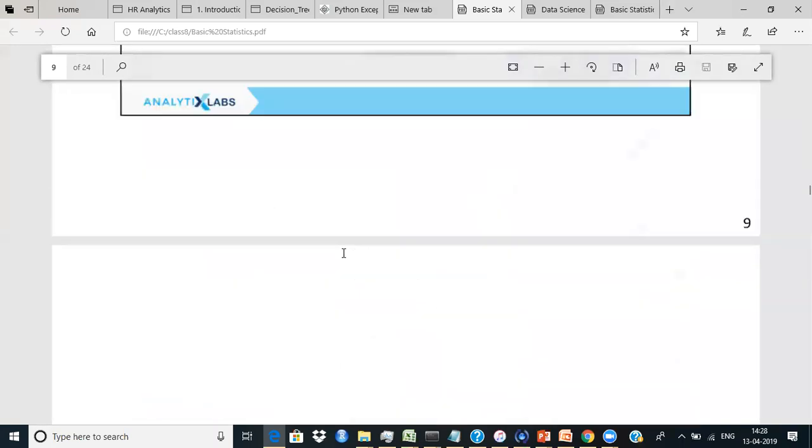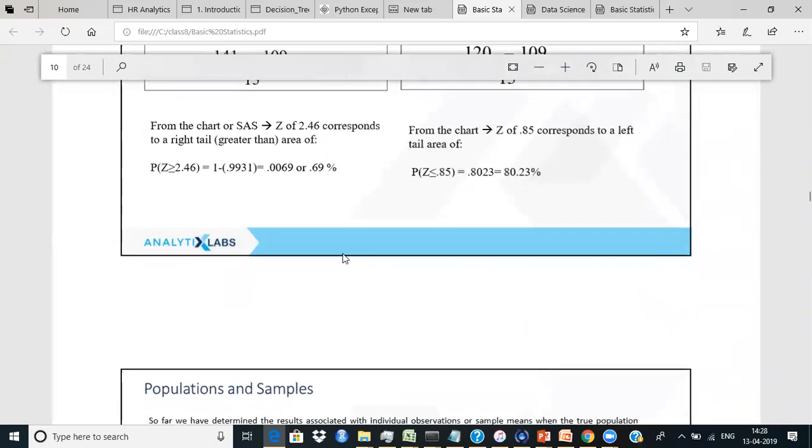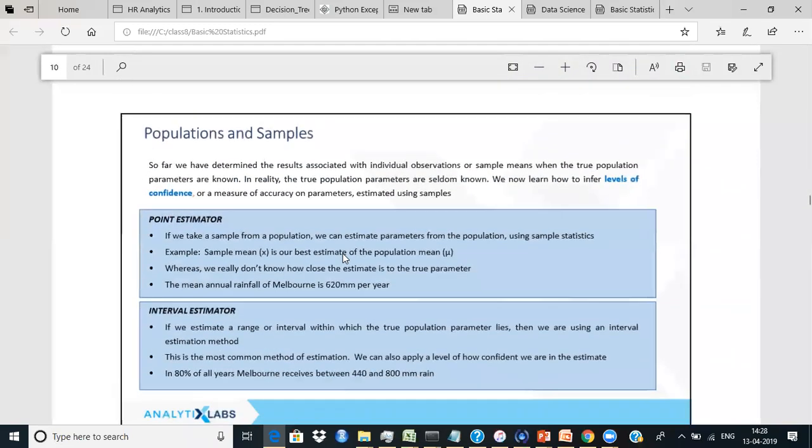Okay, so this is a practice problem, which is fine. Then we talked about the concept of population and sample. We talked about point and interval estimation. Make sense? Okay.